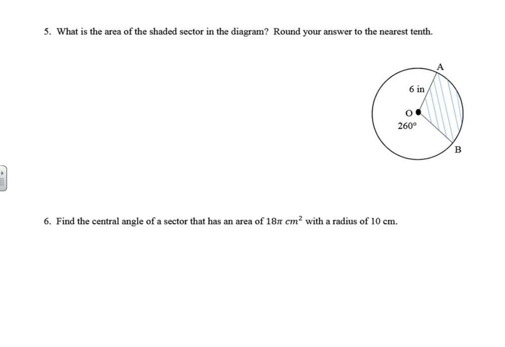Okay, so same kind of concept here, except for in number 5. We're given this angle, and this angle isn't the shaded angle. So if we do 360 minus 260, that'll give us 100. So that angle would be a 100-degree angle. We want to identify that our radius is 6. That means our diameter would be 12.